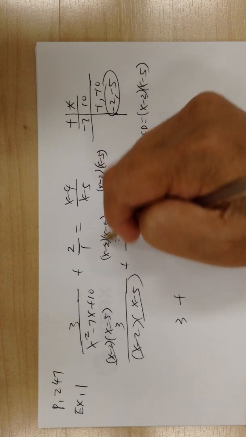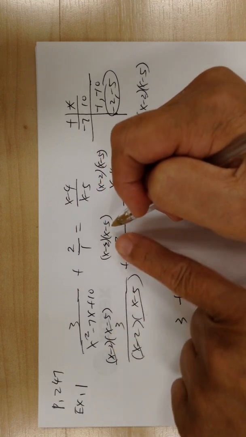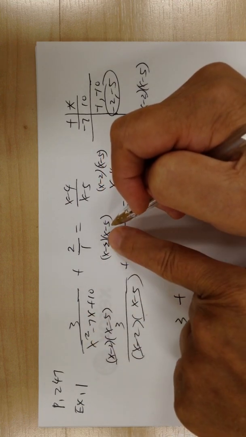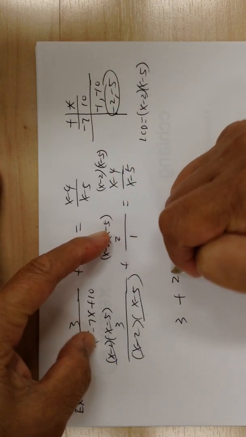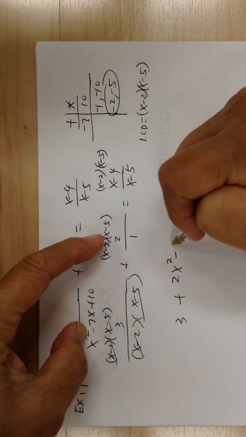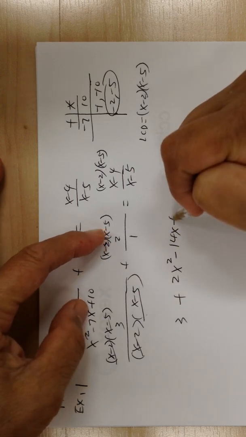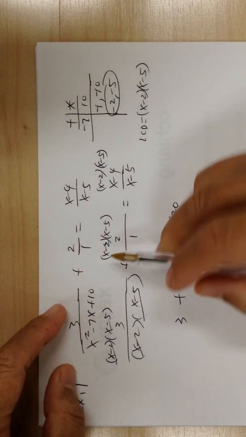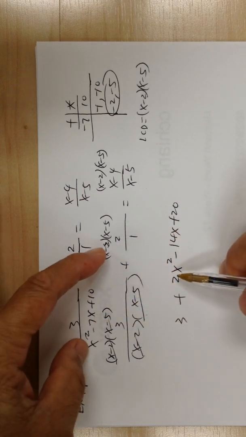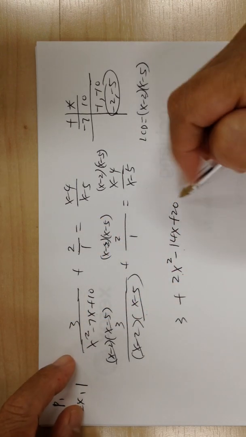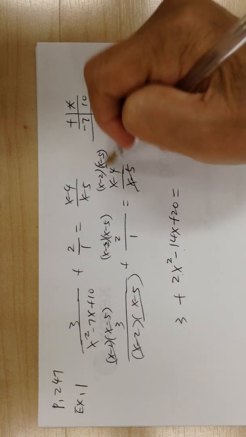But instead of multiplying this part, notice this came from here, so you just multiply this. You're going to get 2x squared minus 14x plus 20. So again, when you multiply this, you're going to get that. So 2 times that, you just multiply each term. Equal, and this will cancel out.